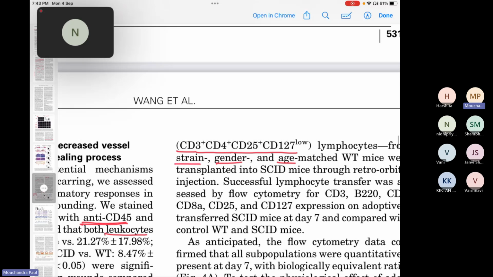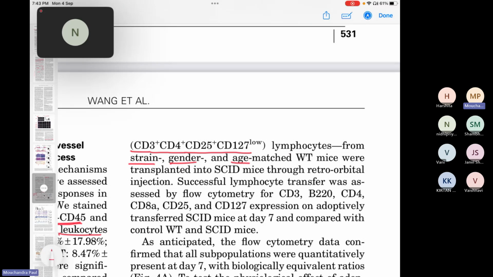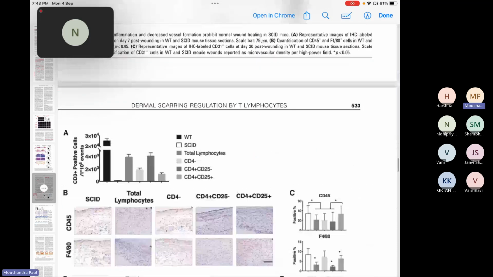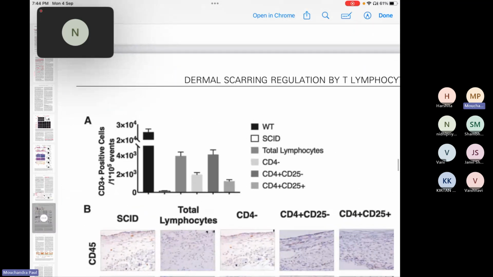Okay, and then they injected it. And after injection, they assessed the level of these cells, and they did it using the technique called flow cytometer. So in the wild type mice, there are all T cells. In the skid mice, there are no T cells. Whereas in one population of skid mice, where they injected total lymphocytes, both B and T lymphocytes, here is the cell number for that, meaning it is increasing.